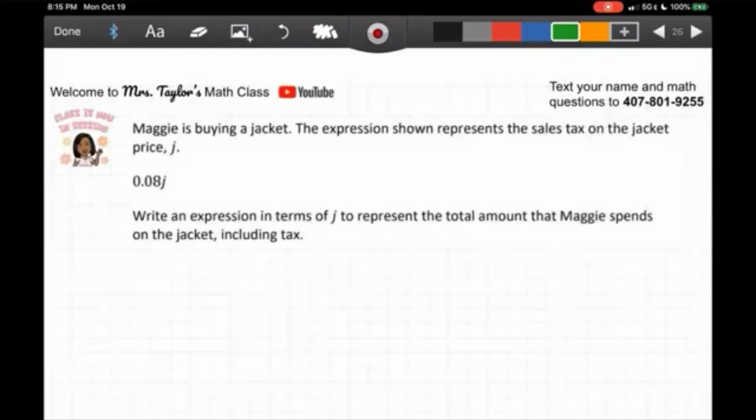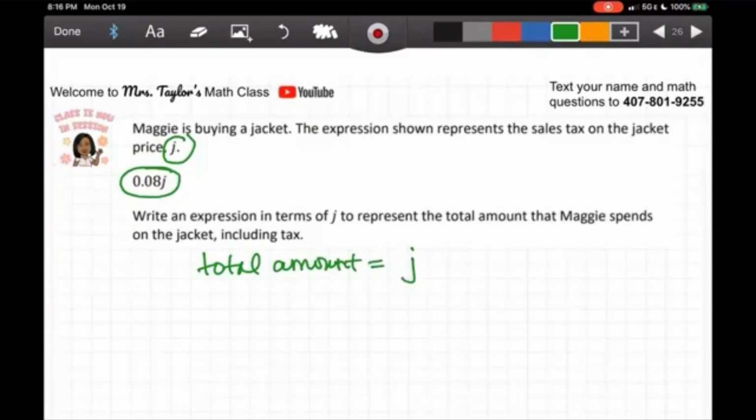Okay, so next question. It says Maggie is buying a jacket. The expression shown represents the sales tax on the jacket, J, 0.08 J. So it says write an expression in terms of J to represent the total amount that Maggie spends on the jacket, including tax. So we want to find the total amount. Well, the jacket is represented by the variable J, and then this right here represents the sales tax. So in order to find the total amount, you just write the jacket plus the sales tax. Okay? But this is a 1 right here.